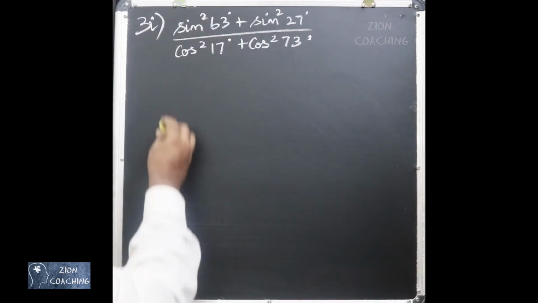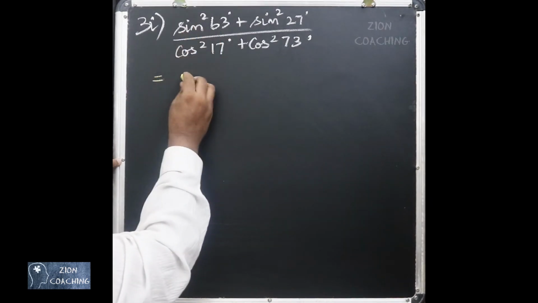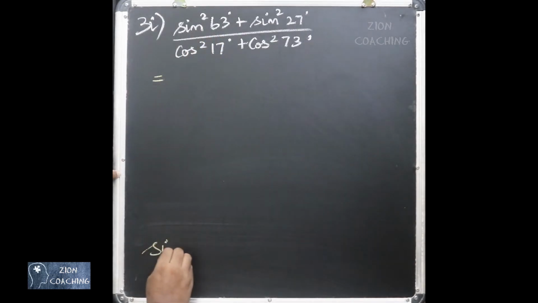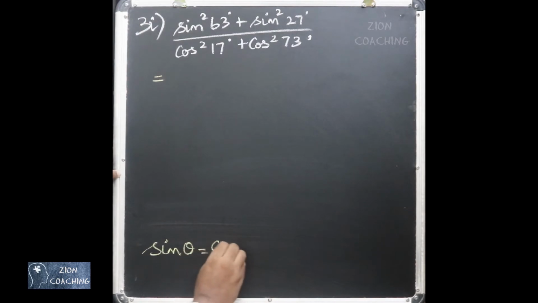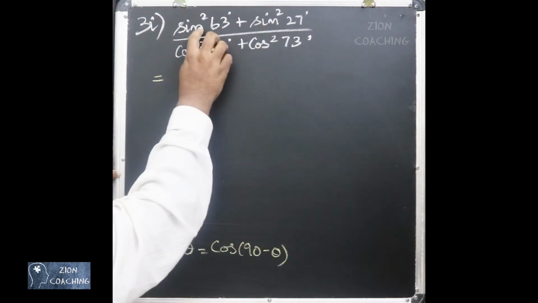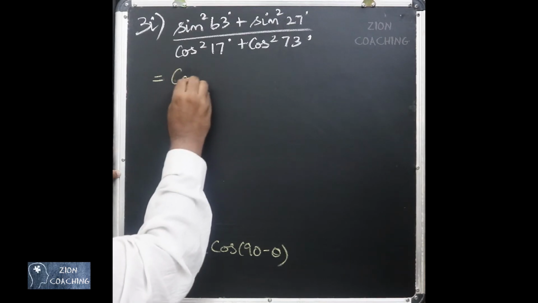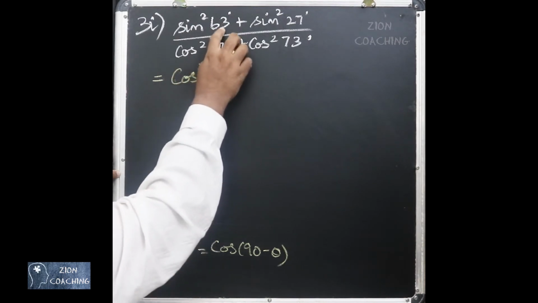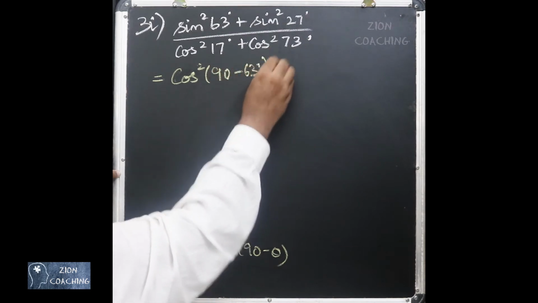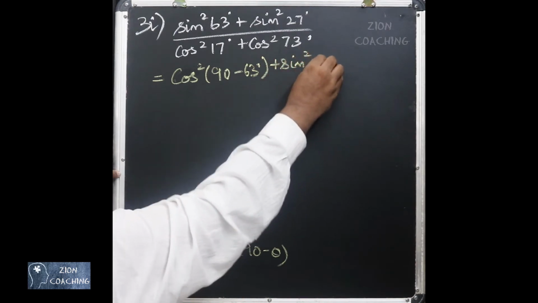Now first, I am going to write this sin in terms of cos. You know that sin theta can be written as sin theta is equal to cos 90 minus theta. Using that formula, I am going to write this as cos squared 90 minus 63 degree plus sin squared 27 degree.